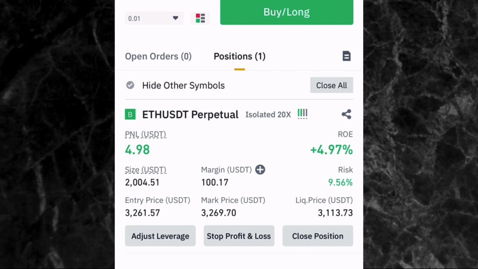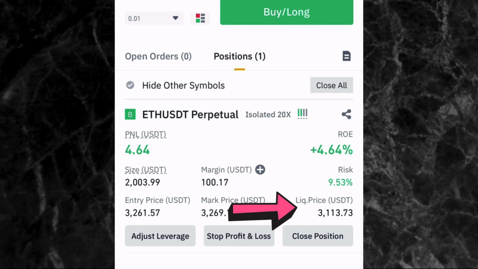And then if the price is going down, you are also going to be seeing the amount of money you are going to lose. And don't let me forget the liquidation price. You can see the liquidation price right here. It's showing you $3,103. So what this means is that if the price of this ETH should go down to $3,113, you're going to lose all of your money.